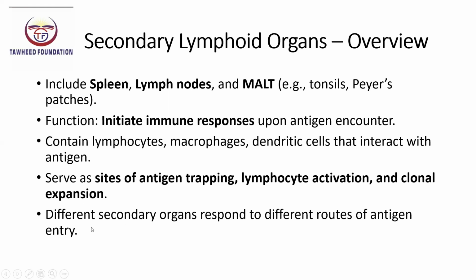So, secondary lymphoid organs include the spleen, lymph nodes, and MALT. Examples are tonsils and Peyer's patches. Their function is to initiate immune responses upon antigen encounter. They contain lymphocytes, macrophages, and dendritic cells that interact with antigen. They serve as sites of antigen trapping, lymphocyte activation, and clonal expansion. Different secondary organs respond to different routes of antigen entry.